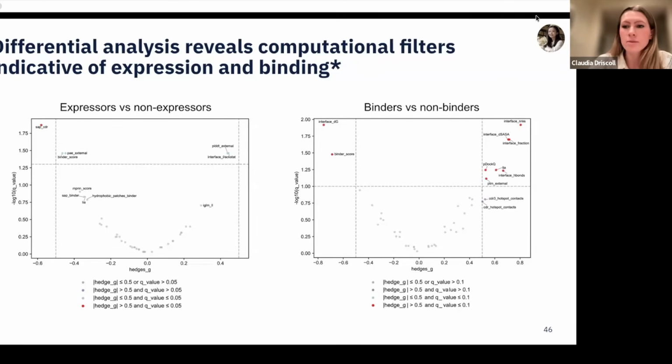And this was encouraging because metrics you'd expect to pull out, like a low interface DG or high interface hydrogen bonds, were being pulled out from these analyses.